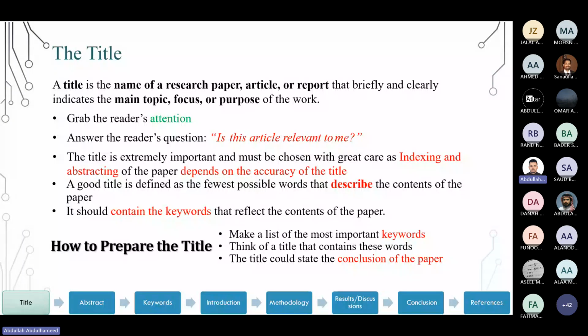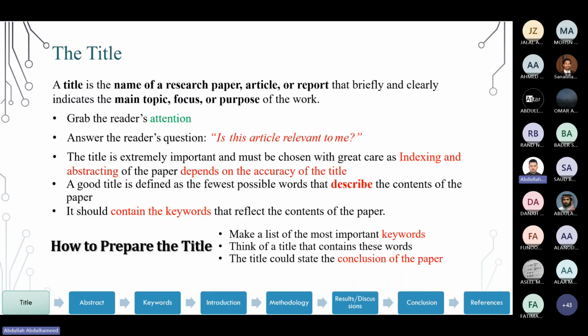So what is a title? A title is the name of a research paper, article, or report that briefly and clearly indicates the main topic, focus, or purpose of the work. When you want to write your research title, first you need to make it grab the reader's attention. Make your title attractive, so when a reader views a list of papers, he will go directly to your article because the title is quite attractive.